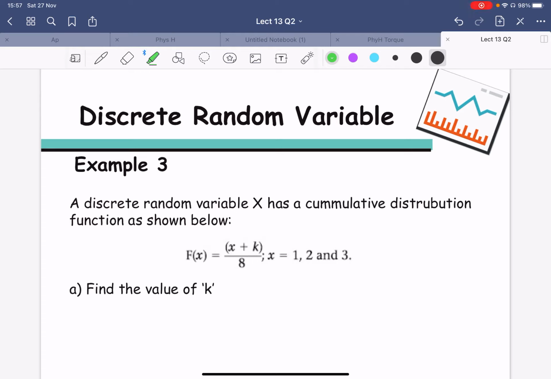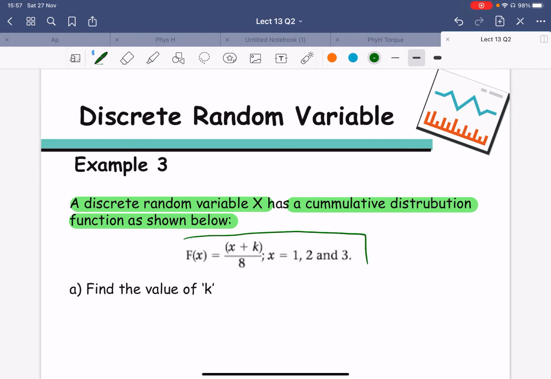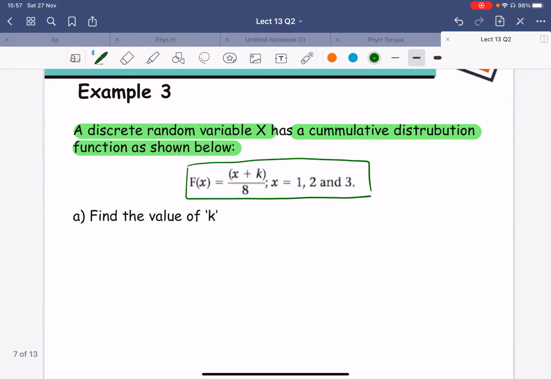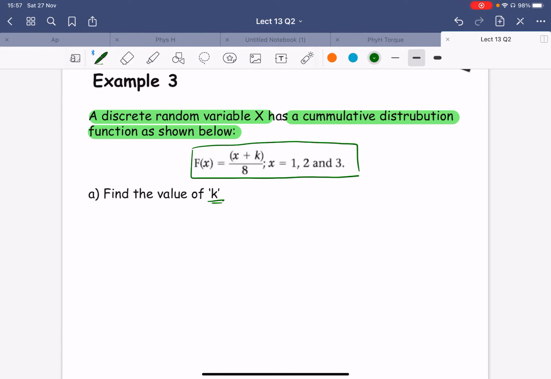All right, let's see this example. In this example, you can see that you have a discrete random variable x, and it is given that you have a cumulative distribution function as follows below. They ask to find the value of k.